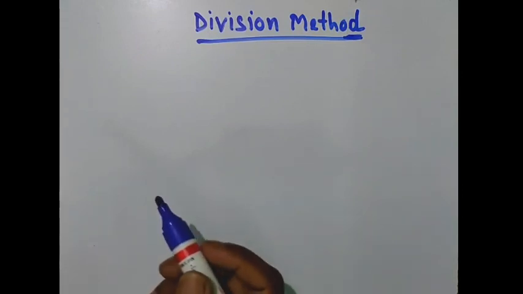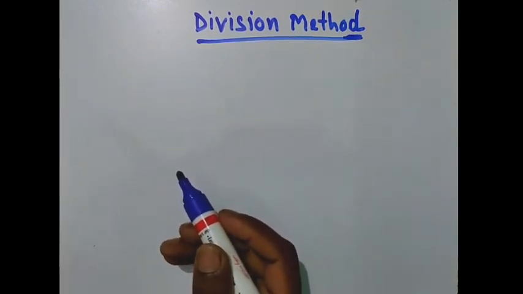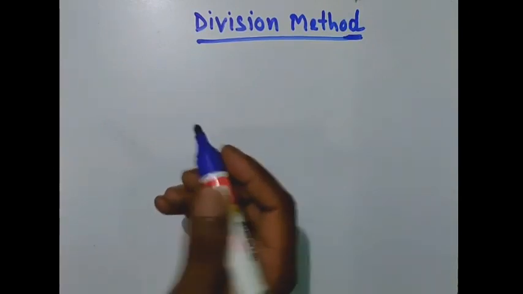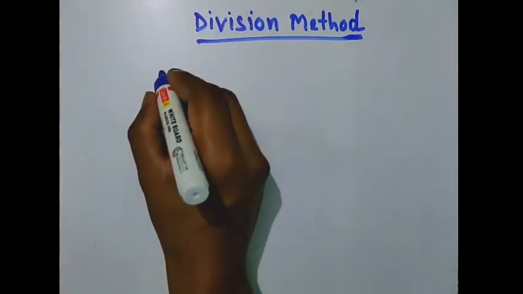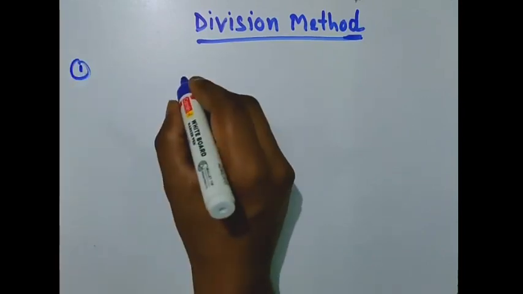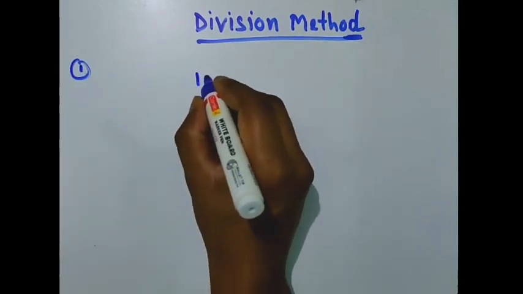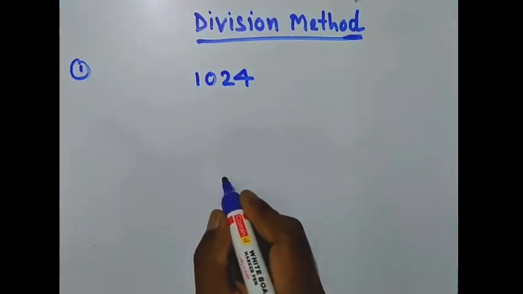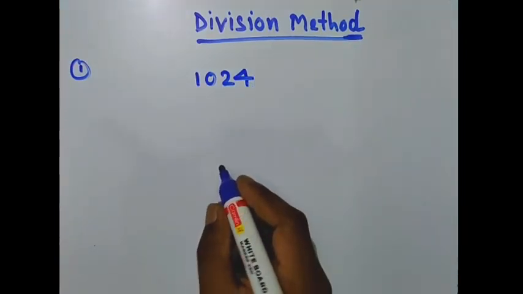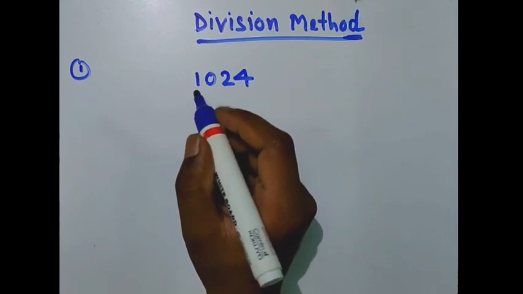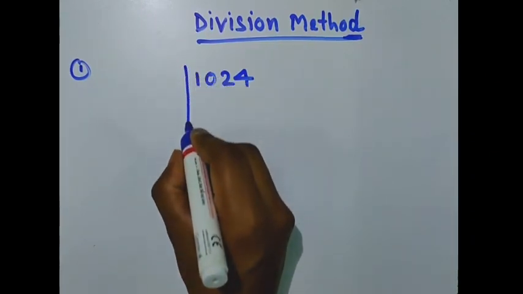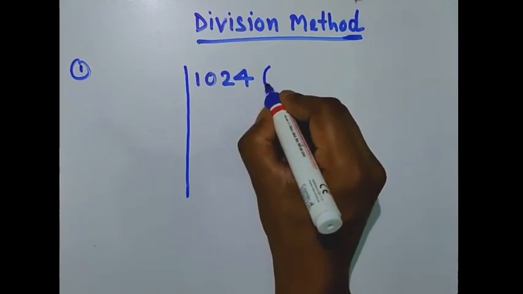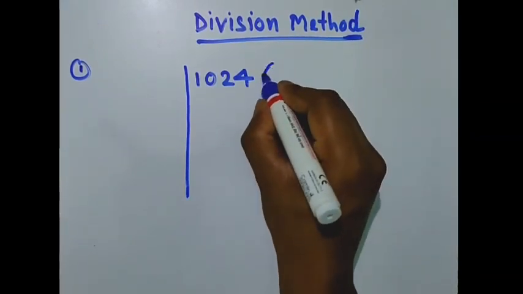Now this division method is a little different from the prime factorization method. So here let's take the previous example, 1024, and let's find its square root. So draw a vertical line like this, and for writing the quotient you can leave the space to the right side.